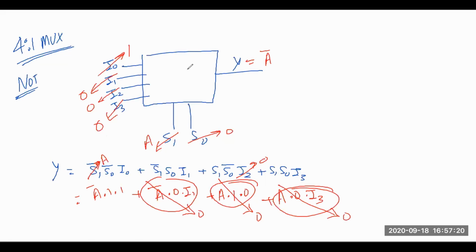This is very easy, and there are more cases also. You can take S0 as A and have the realization also. You can take I0 as A or A bar and have the realization. I prefer you take either S1 as A or S0 as A, so that you need not use some other circuit. So this is the implementation of the NOT gate.